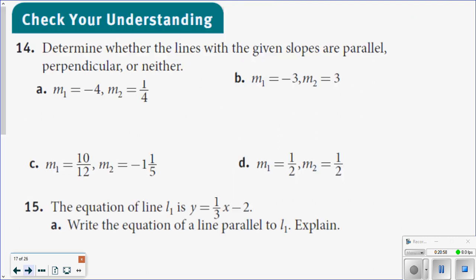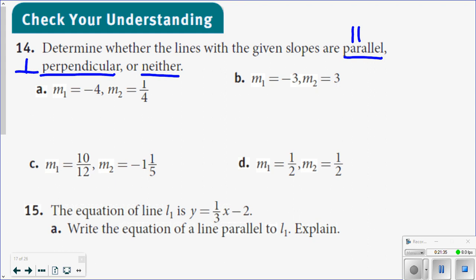Okay, question 14. I want you to look at A, B, C, and D. They're giving you two different slopes, which is why they're labeled M1 and M2. And you're going to look at these slopes, and you're going to write down parallel, perp, or neither. Some people use this for parallel, and then the perpendicular symbol is like this. Some students write PAR and PERP. But go ahead and do 14A through D. Parallel, perp, or neither?